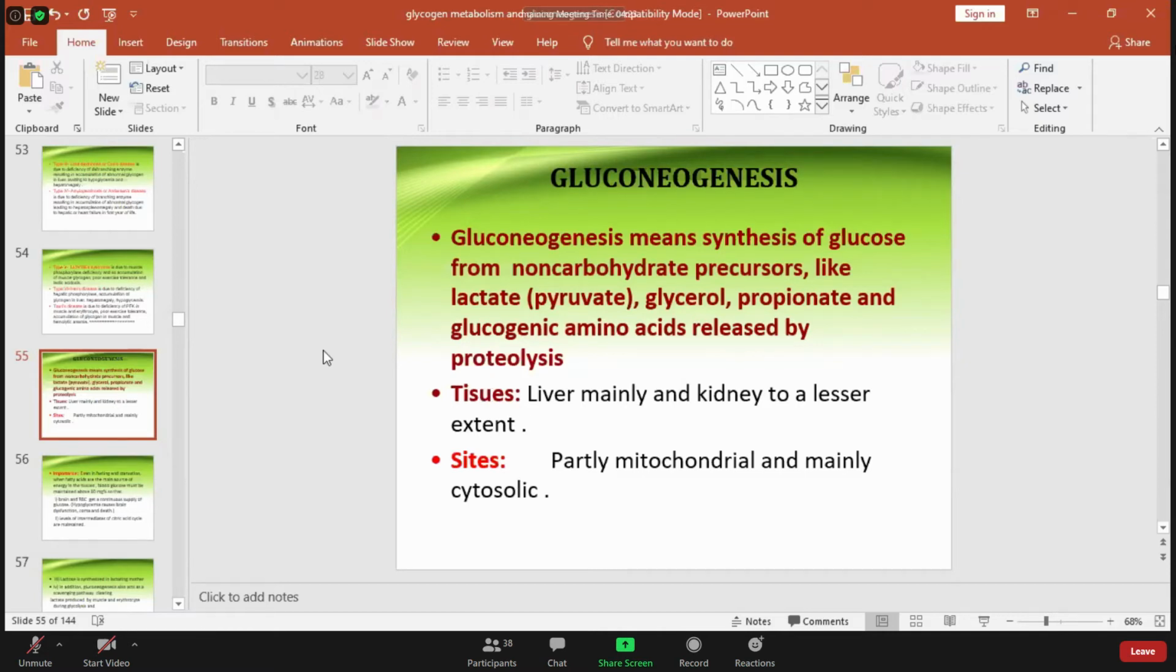Whereas glycogenesis takes place in liver and muscle. Gluconeogenesis takes place in liver and kidney. It is partly mitochondrial and mainly cytosolic. Cytosolic is the same for both glycogen metabolism and gluconeogenesis, but gluconeogenesis is partly mitochondrial. That's what you should remember.